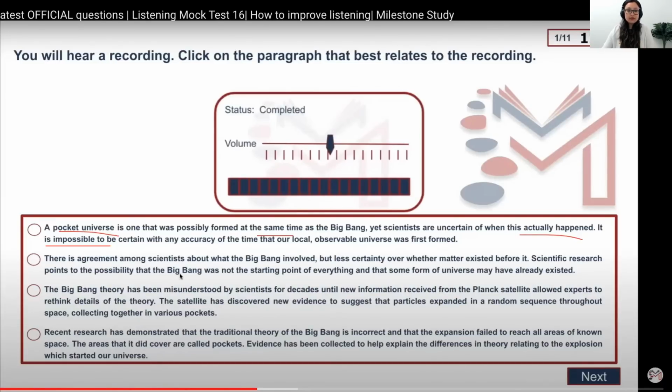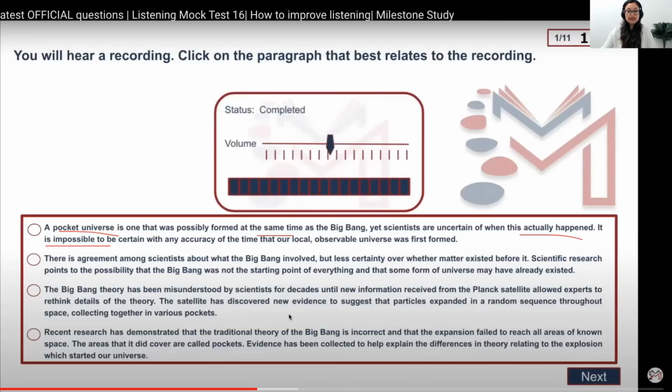There is an agreement among scientists about what the Big Bang involved, but less certainty over whether matter existed before it. Scientific research points to the possibility that the Big Bang was not the starting point of everything, and that some form of universe may have. Okay, this also feels right. The Big Bang theory has been misunderstood by decades. Oh, okay.